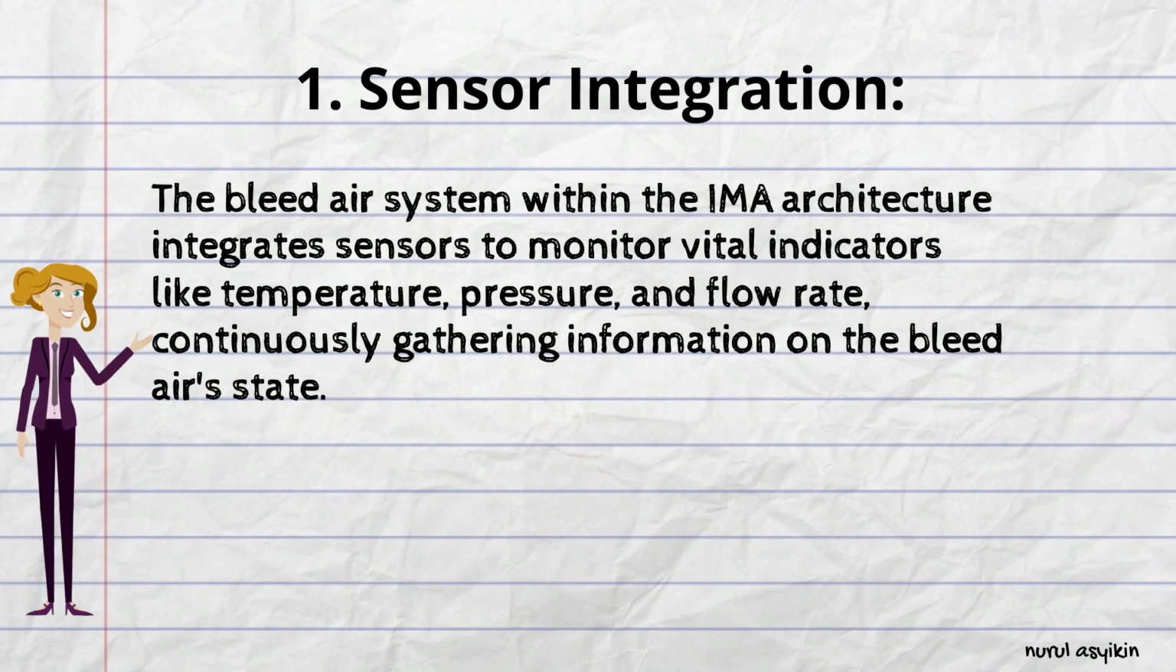First, we will see the sensor integration. Sensor integration is to monitor vital indicators like temperature, pressure, and flow rate. A number of sensors are integrated into the bleed air system inside the IMA architecture. These sensors are always gathering information on the state of the bleed air.